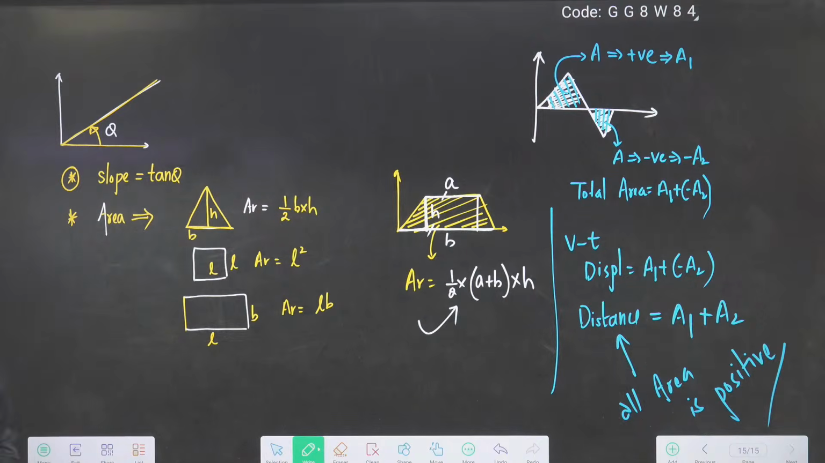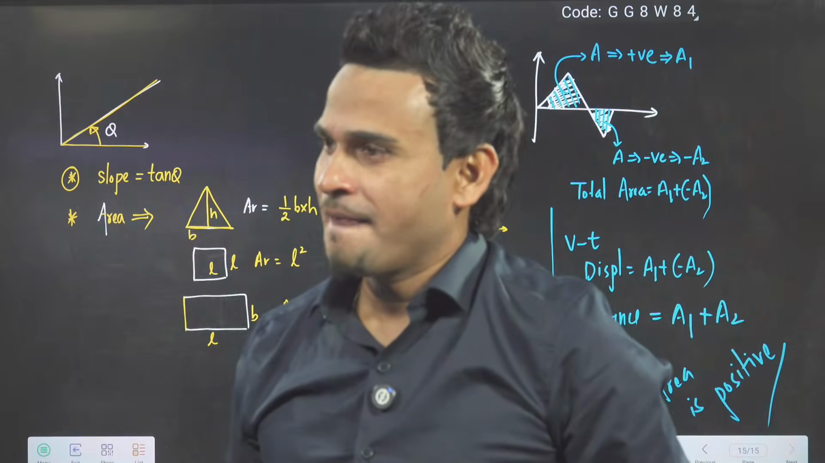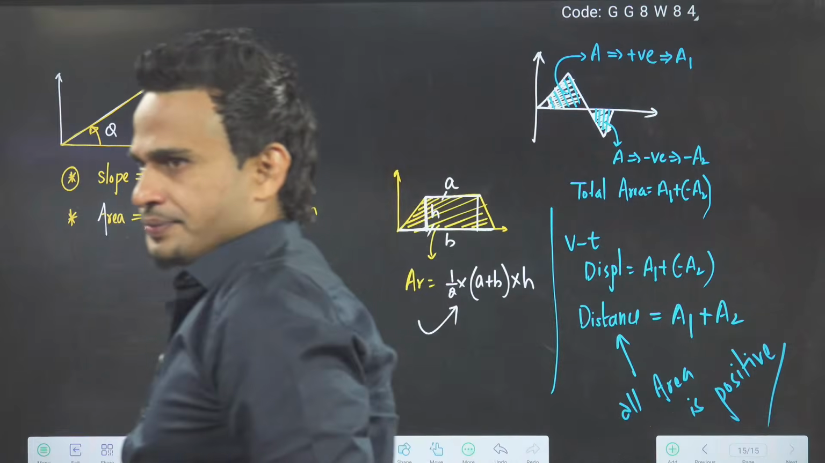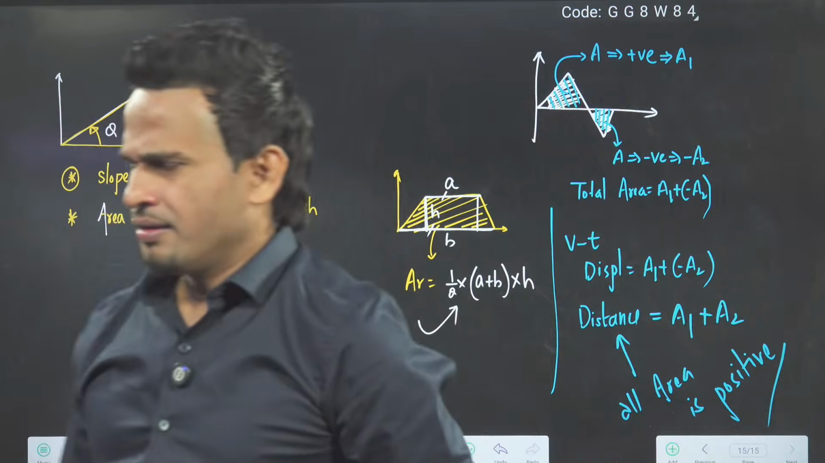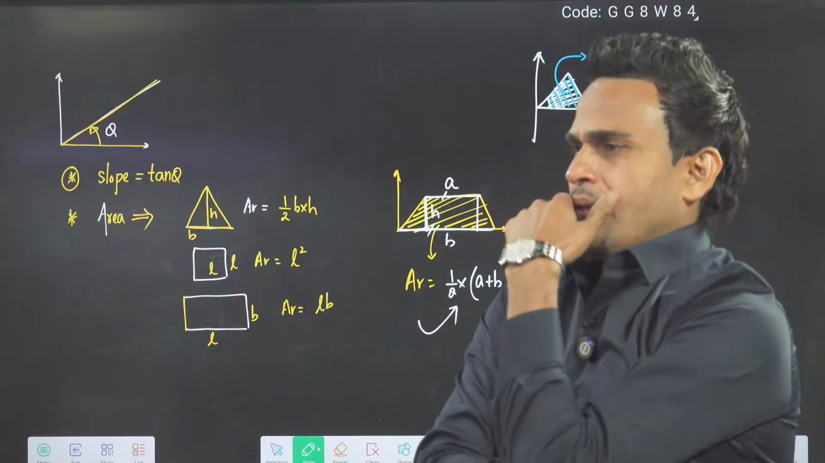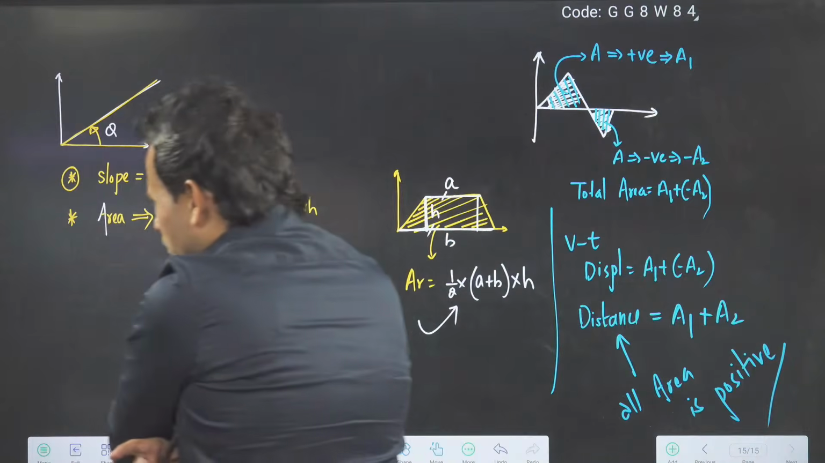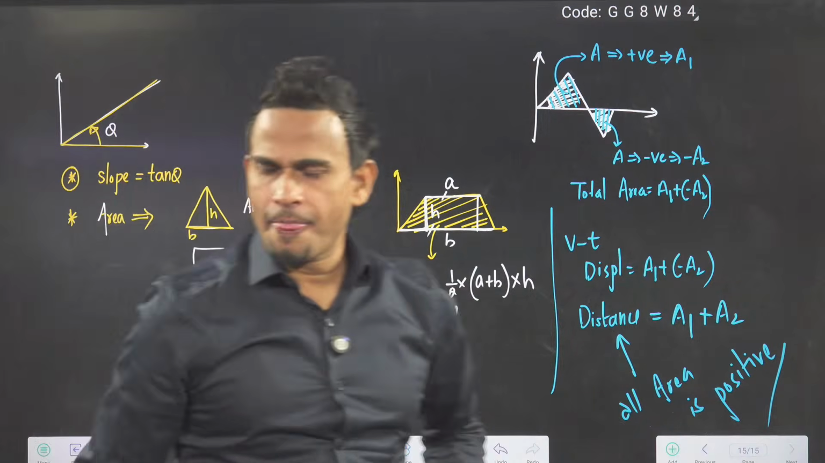In physics, every quantity has positive and negative values, whether scalar or vector, but distance is the only quantity whose value is always positive. So all areas will be positive. Is it okay? Did you understand this? I am giving you 2 seconds, have a look at all this once, then we will do 3-4 questions from here. If everything is okay, you can say done, sir.